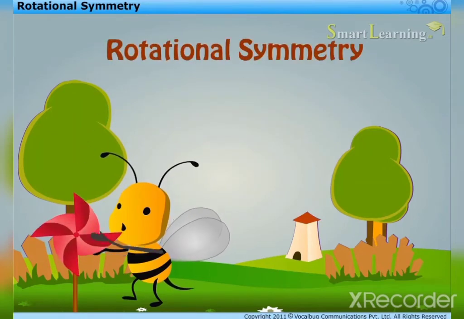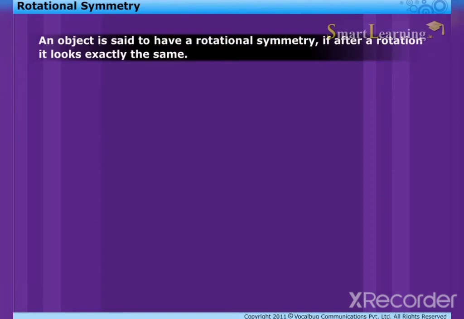Rotational symmetry. An object is said to have a rotational symmetry if after a rotation, it looks exactly the same. Let us understand this in detail.